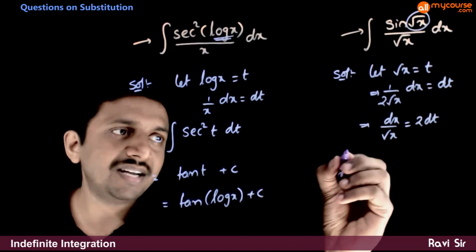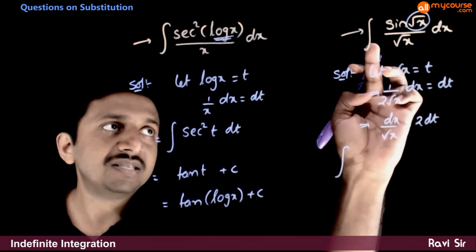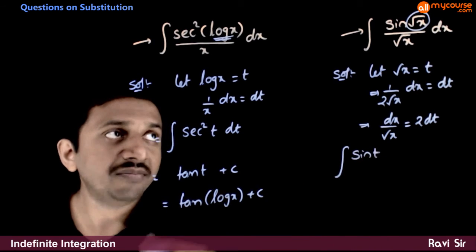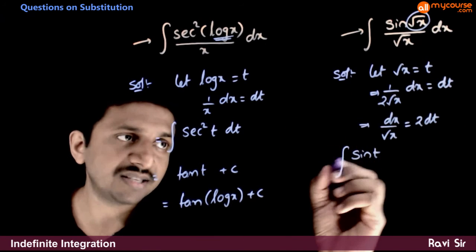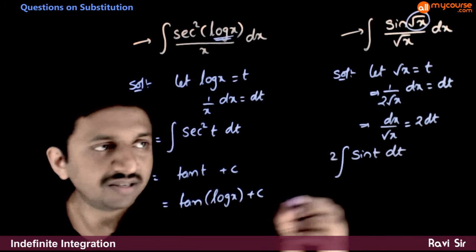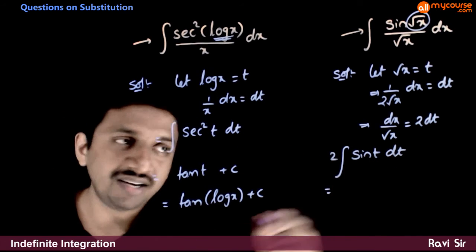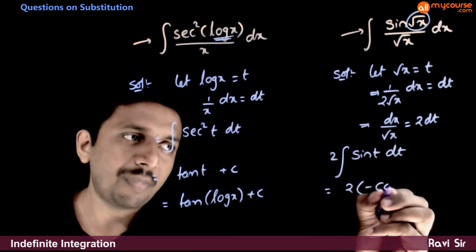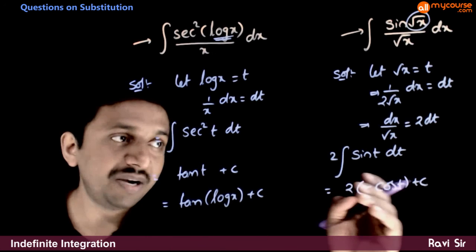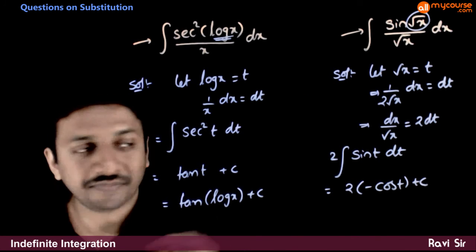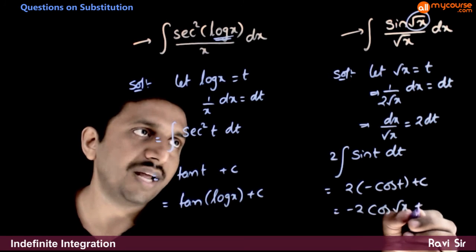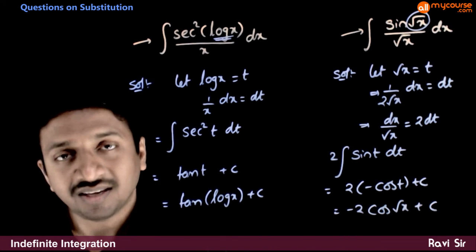So what does this integration become? Integration of sine of root x is t. So sine t into dx by root x is 2 dt. 2 is a constant, it goes out. So 2 integration of sine t dt, that is 2 times minus cos t plus c. Once the integration is completed, you can do the back substitution. That is equal to minus 2 cos of root x plus c is the answer.